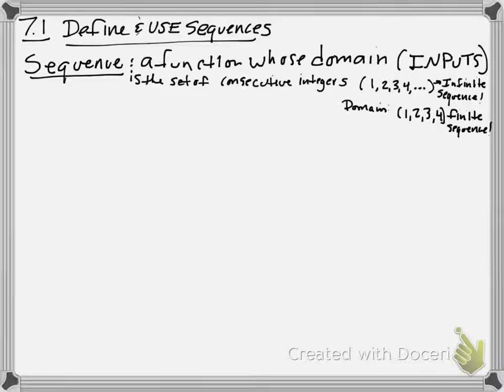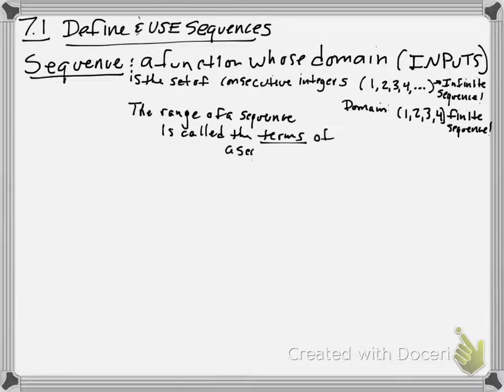Now, the domain is the set of those consecutive integers. The range of a sequence is called the terms of a sequence. So the range, remember, is also the outputs, right? So you plug in one of the integers from the domain and you get out a term of the sequence.